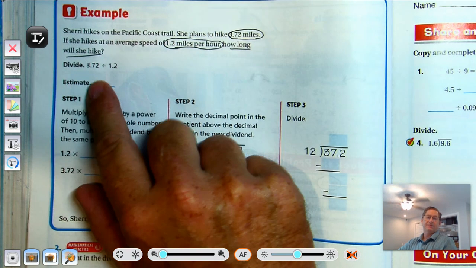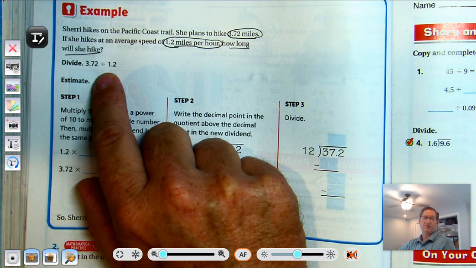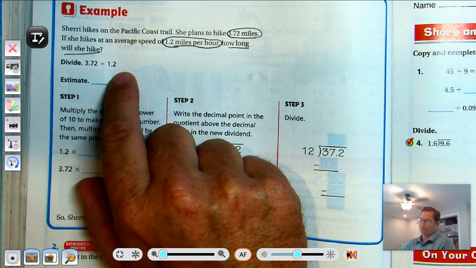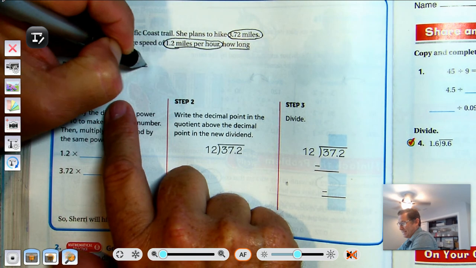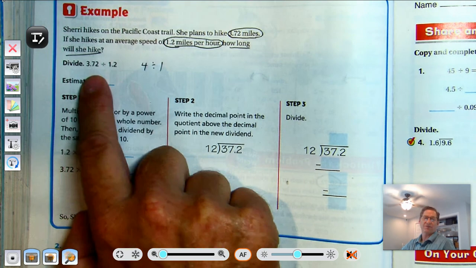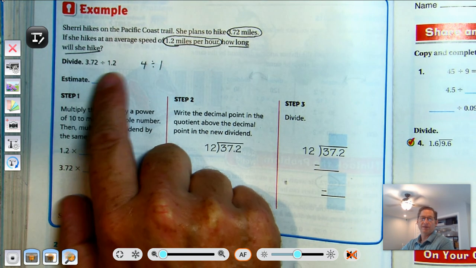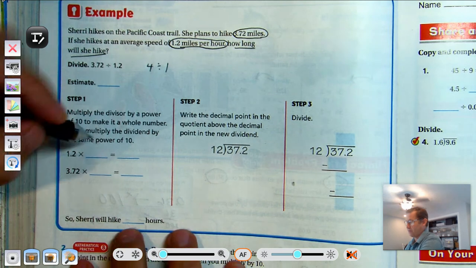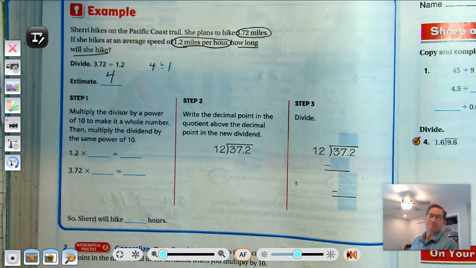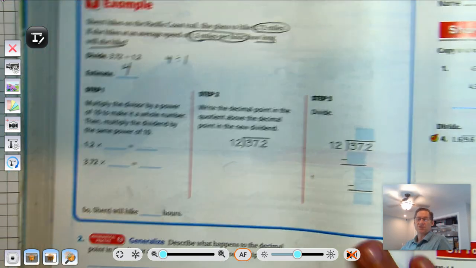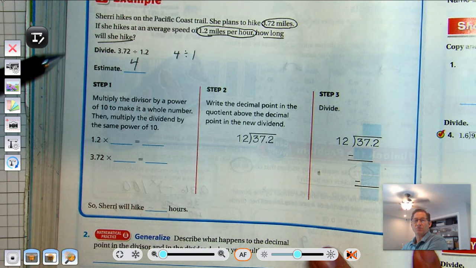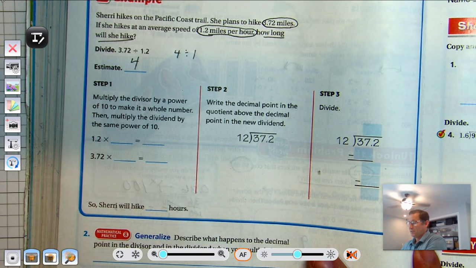Well, so we have our division problem, 3 and 72 hundredths divided by 1 and 2 tenths. If we took, like, say, 3 and 72 hundredths round up to 4, divide by 1, we get an answer of 4. Okay. So that's just a general help with making sure we put the decimal point in the right spot. So we know our answer has to be in the ones.